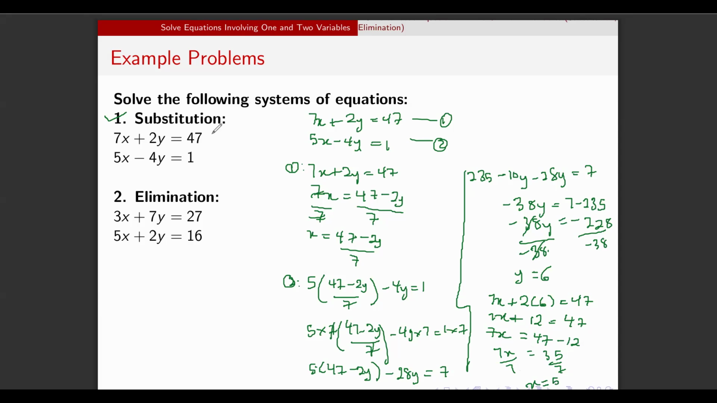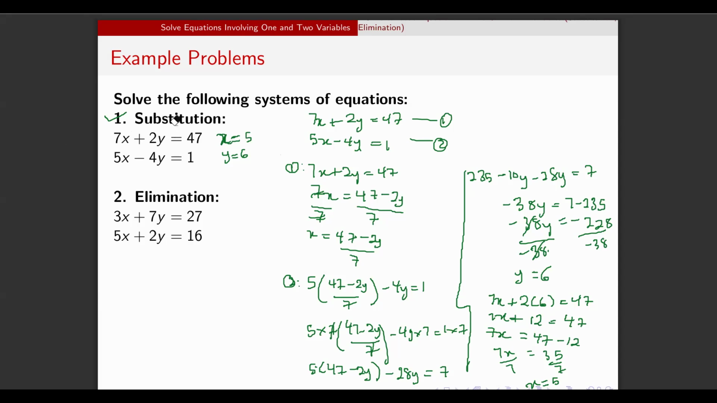So finally, I'll say that the solution to this system of equations is that x is equal to 5 and then y is equal to 6. We can check. Let's take the first equation, for example. 7 times x, which is 5, is 35. And then 2 times y, which is 6, is 12. And 35 plus 12 is 47. So we know that this solution we have is correct because I just verified.